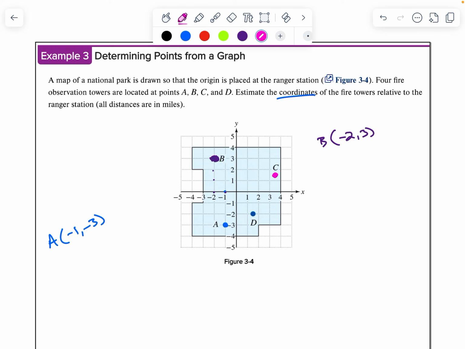Point C, we're just trying to estimate here. I could say I went right 1, 2, 3, and a little bit, maybe 3.5, and up 1 and a little bit. So we'll call it maybe 3.5, 1.5. We don't have to be totally accurate here. The question does say to estimate. And finally, point D, looks like I went over 1.5, and I went down a full 2.